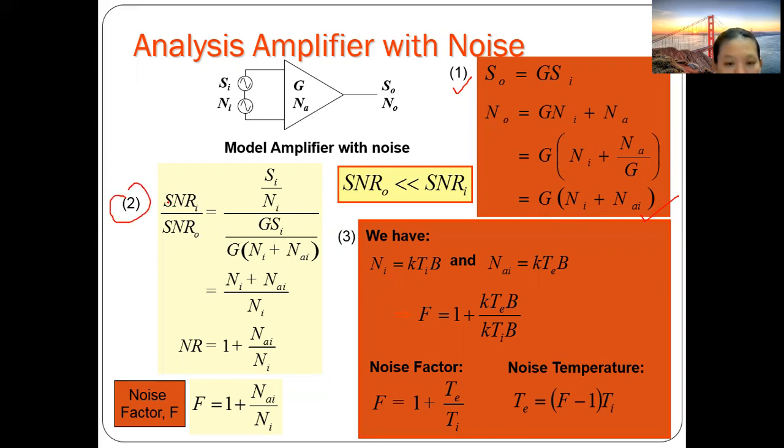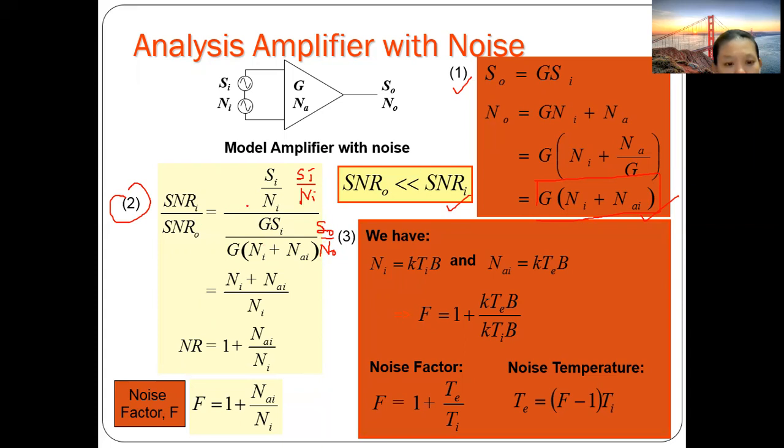Okay, number two. We know that SNR input divided by SNR output will have the signal input divided by noise input, divided by the gain multiplied with the signal input and the gain multiplied by the noise input plus the noise NAI. Okay, actually the formula is SI divided by NI, divided by S naught divided by N naught. This S naught we substitute with G SI, and this N naught we substitute with G NI plus NAI, with the assumption that our SNR output is smaller than our SNR input.